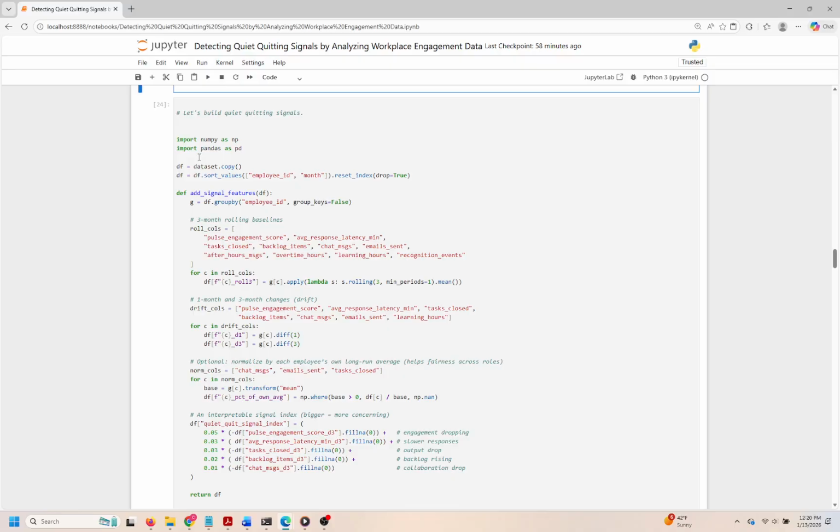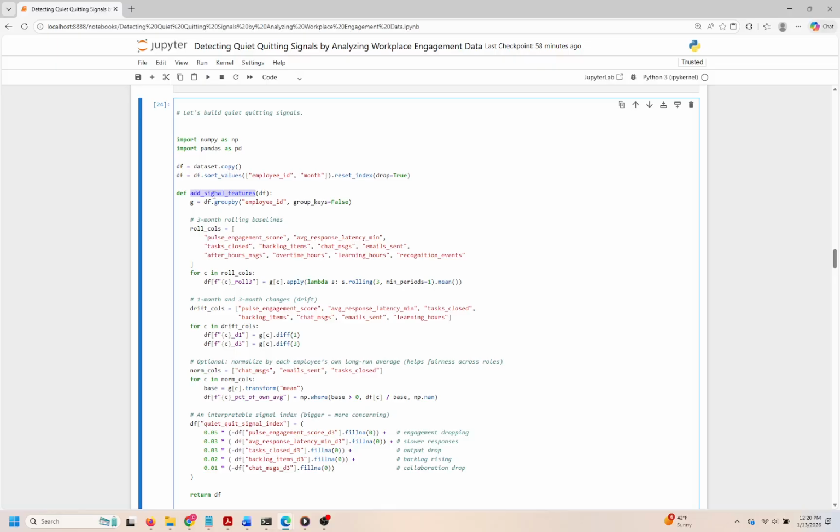Cell 6. In this cell, we're introducing a method to build signals that may indicate a phenomenon known as quiet quitting. This approach is important because it enables organizations to proactively identify potential issues with employee engagement and productivity, allowing for timely interventions. First, we begin by copying and organizing our dataset, prioritizing the correct sequence by sorting it based on employee IDs and months. This sorting is crucial, as it ensures that our analysis is built on a temporal basis, looking at how a given employee's metrics change over time.